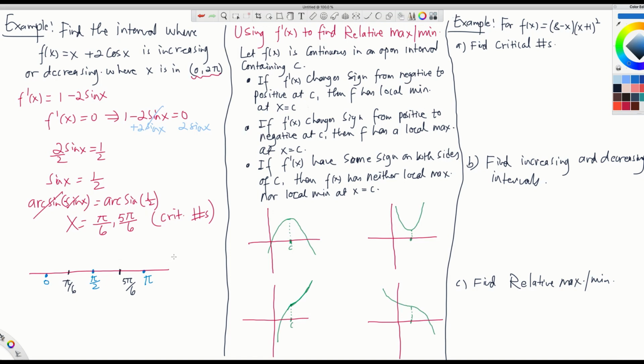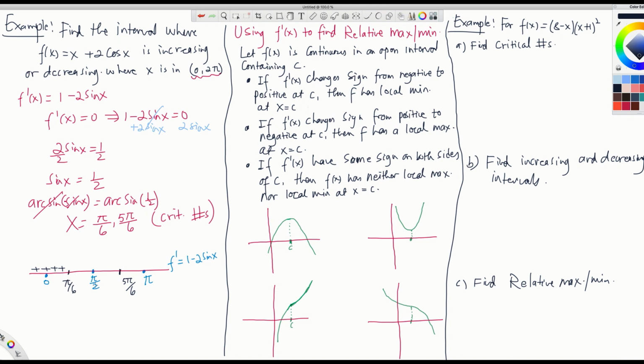So let's plug into f prime, which is 1 minus 2 sine x. I'll plug in x equals 0, x equals pi over 2, and x equals pi, and then check the sign. If you plug in 0, what do you get? 1 minus 2 sine 0. Sine 0 is 0, so 1 minus 2 times 0 is just 1. So 1 is positive, and you write a positive sign there.